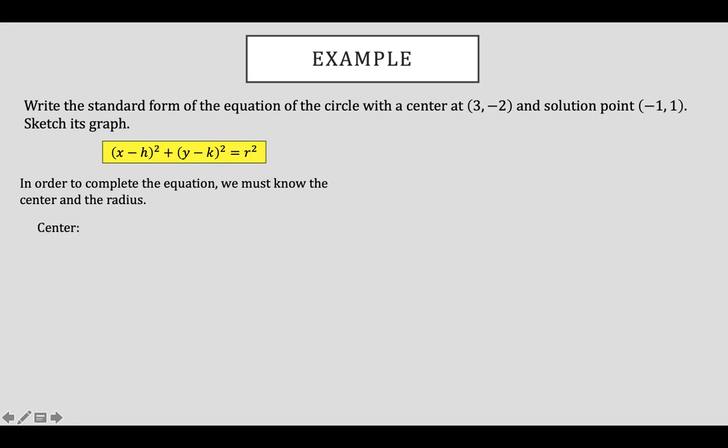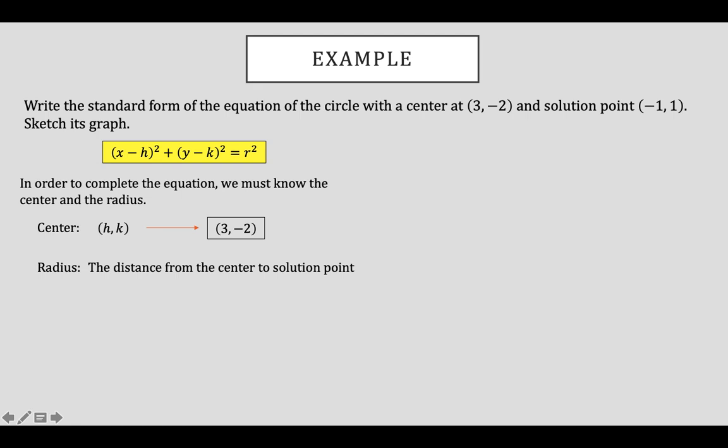Well, we have the center, right? The center is given information, 3, negative 2. That is great. Now we just need to know what the radius is. A couple different ways to go about solving for the radius. One, we could use the distance formula to find the distance between the center and the solution point.